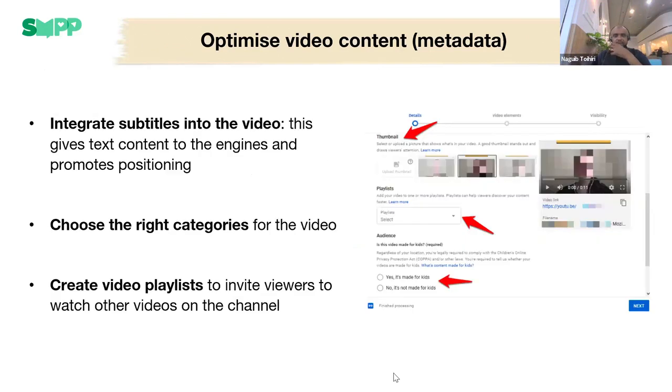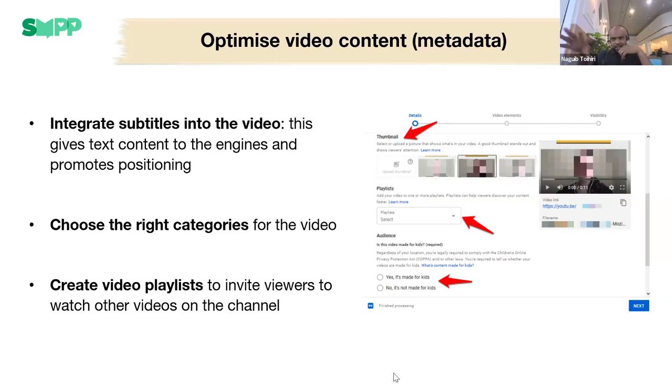And finally, some subcategories of metadata to be optimized. There is integrating the subtitles in the video. I think this is very important. We just talked about it. Choosing the right category as well, because this will help other people discover your video through the relevant categories, and creating video playlists, right? So when you start having a dozen videos within your channel, start creating playlists so people will navigate from one playlist to another, and it will help with exploration, right?